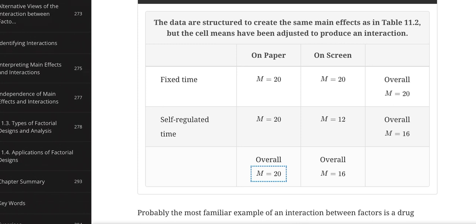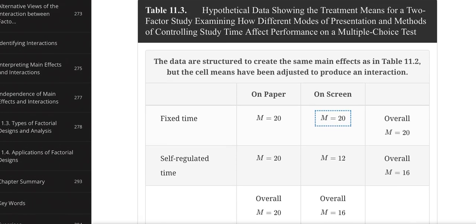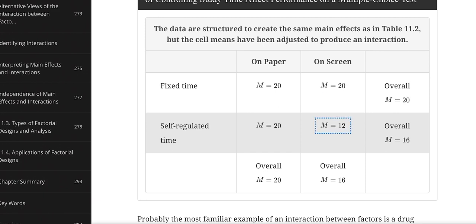Well, if you see there's a 4-point difference here and there's a 4-point difference here, but if you look inside these cells, fixed time and on screen here are exactly the same. There's not a 4-point difference there. If you look at the self-regulated, there is a difference, right? And same, if you look on paper, fixed time and self-regulated, that didn't change. And that's supposed to go down, but it didn't. And here it did go down, of course.